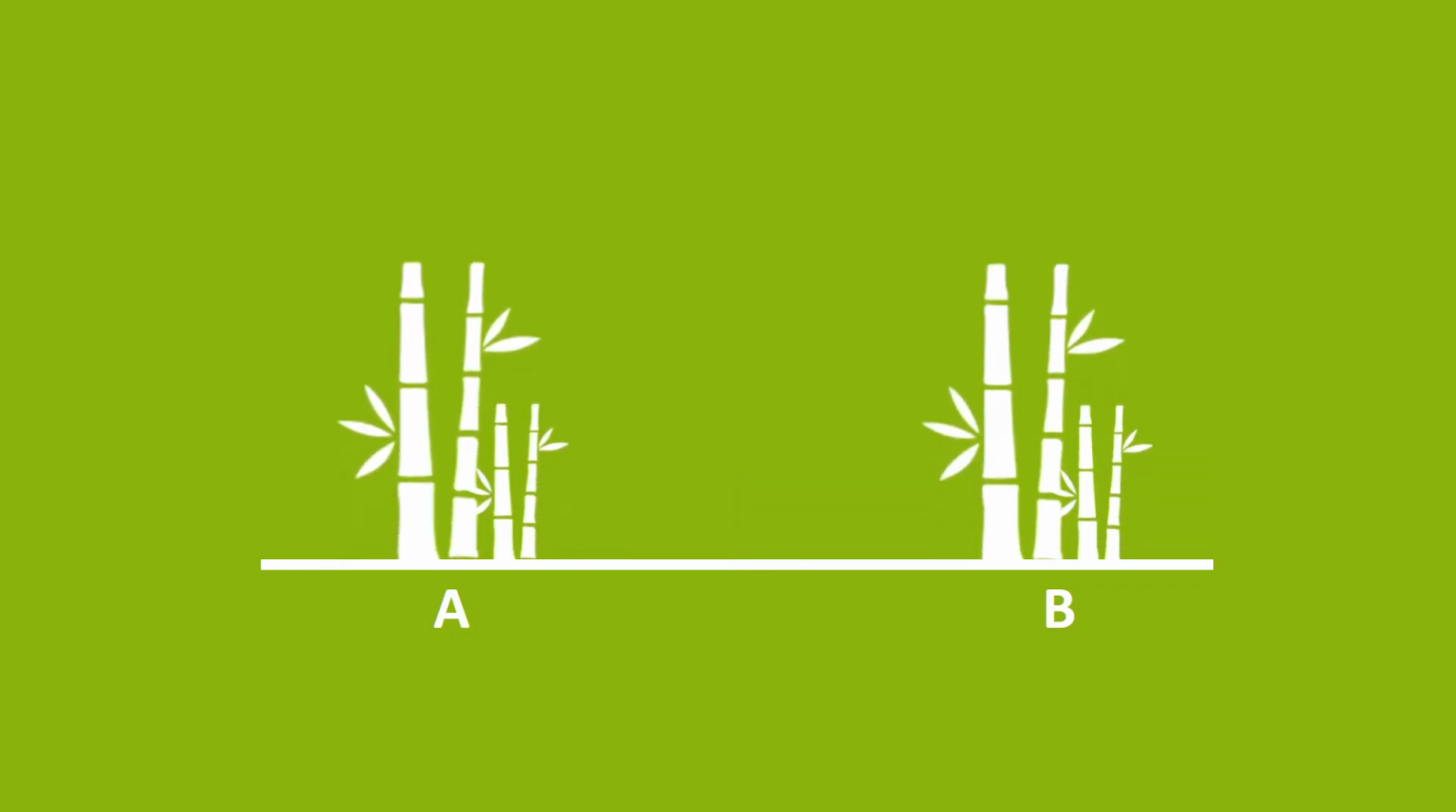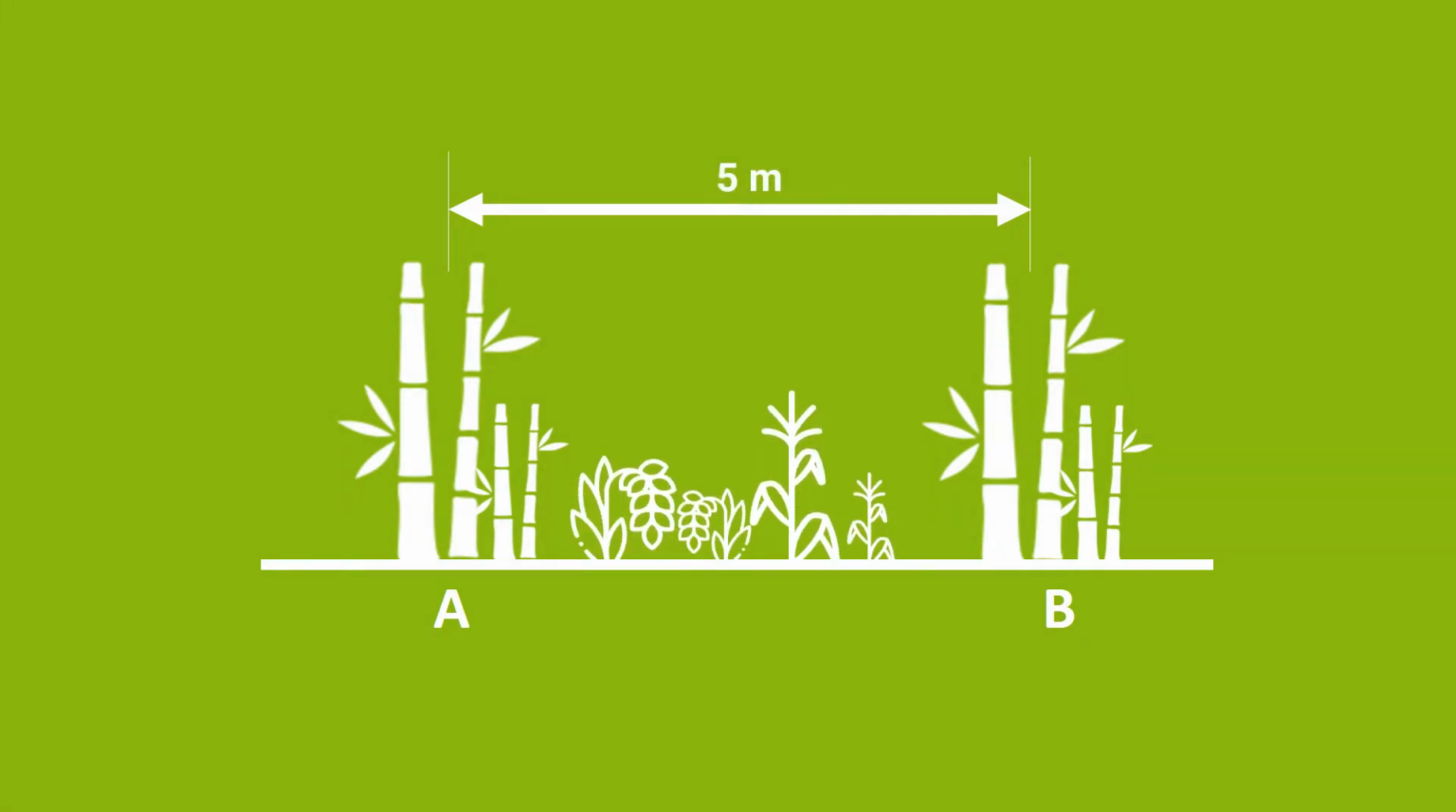So in bamboo agroforestry, planting distances are very critical. The recommended planting distance is 5 by 5. So you can have your bamboos planted at a 5-meter interval and have your food crops or your livestock. You can also use a 6-meter interval between your bamboos.